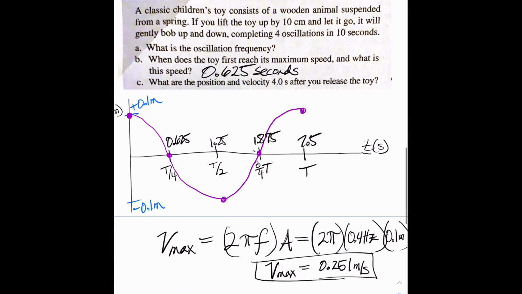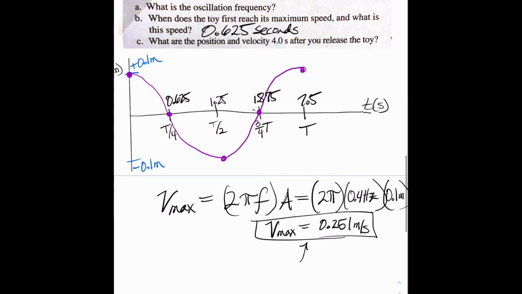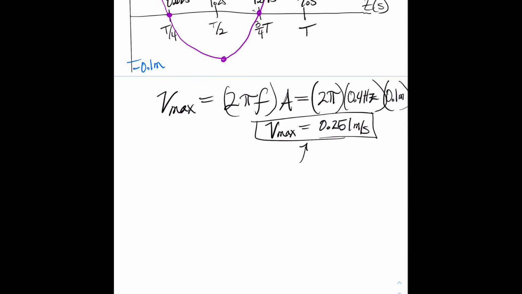So this is the speed, because obviously the toy is moving downwards at this point. It started up and it's moving downwards, so this is its max speed. This is not its velocity. Its velocity would be negative 0.251. So I'll just write max speed. All right, good. So there's part B.